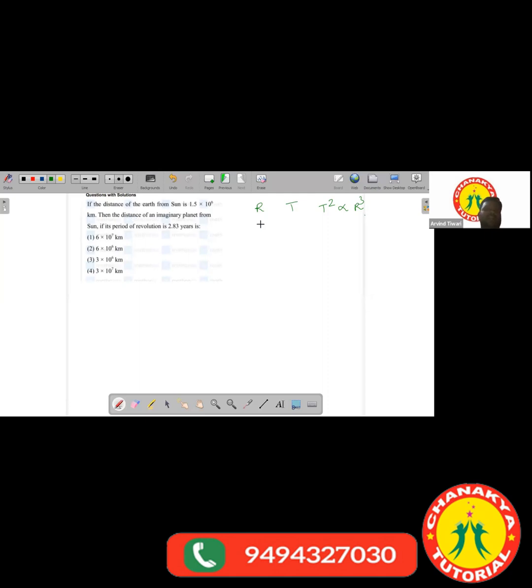So what all things are given here? The distance of Earth is given, let's represent it by RE. So RE is given as 1.5 multiplied by 10 to the power 6 kilometer. Then for the planet distance, and we also know the time period for Earth. What is the time period for Earth? 1. No, what is the time period of revolution for Earth?